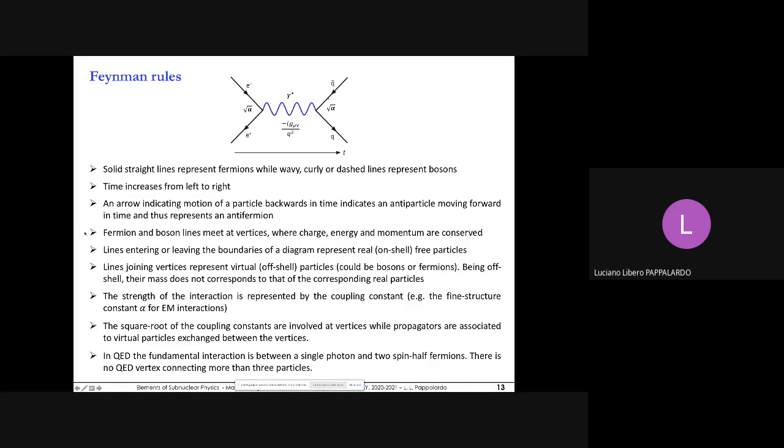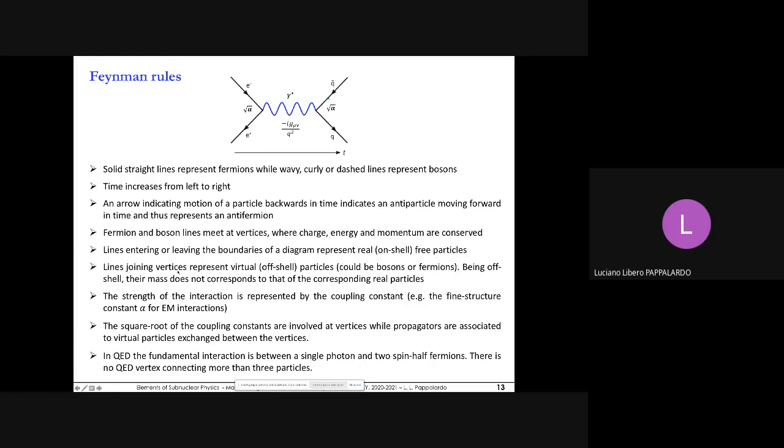Now, fermion and boson lines meet at vertices. You find here two vertices in this diagram, okay, where charge, energy, and four-momentum are conserved. Lines entering or leaving the boundaries of a diagram represent real or on-shell free particles. So all these objects here, which are external, 1, 2, 3, 4, are real particles. Okay, so on-shell particles. They fulfill the standard relativistic energy-momentum relation.